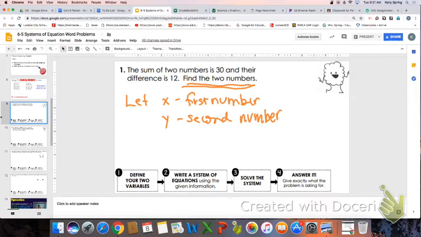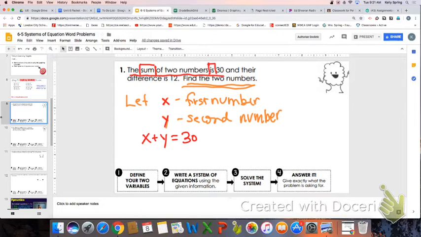It tells us first the sum of the two numbers is 30. So we can come up with an equation based on that. We need to remember that sum means to add. Is means equals. So it's saying that the sum, we're adding these two numbers, x and y, and the answer is 30. So that's my first equation.